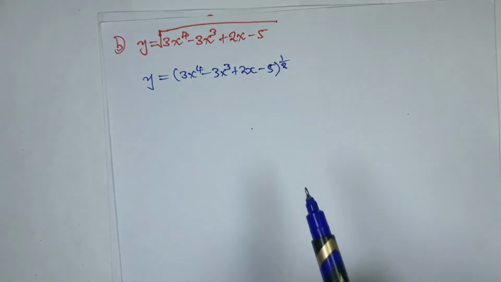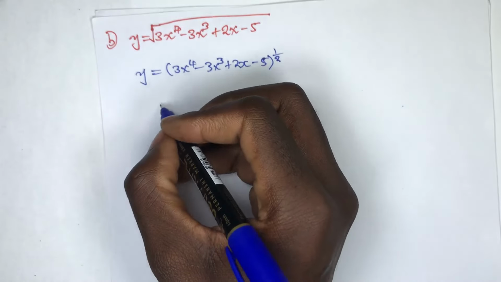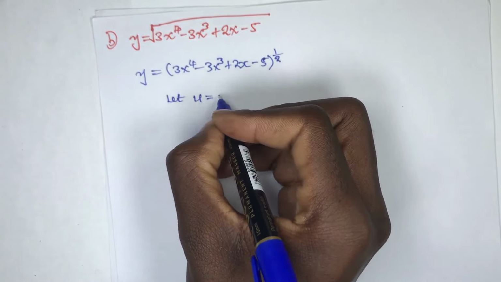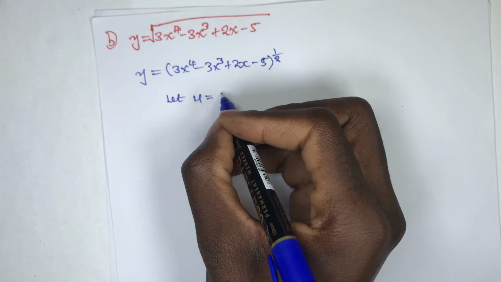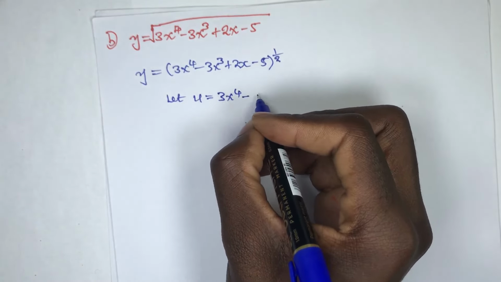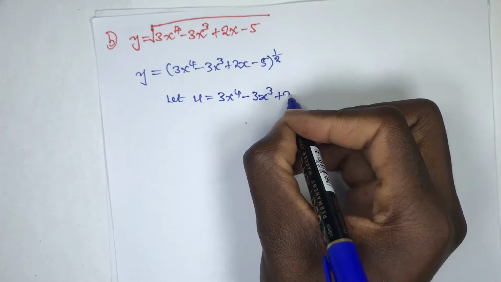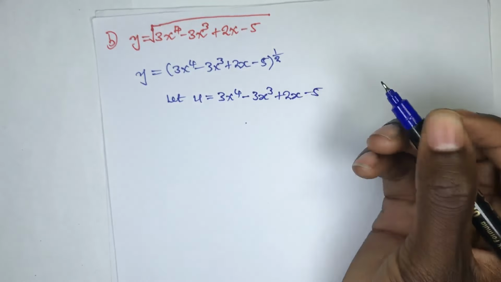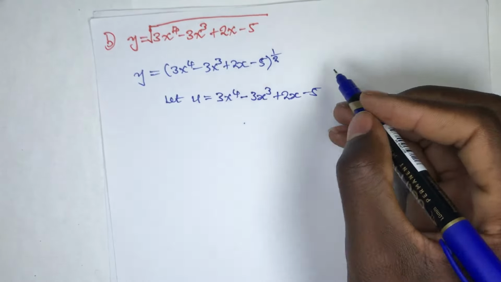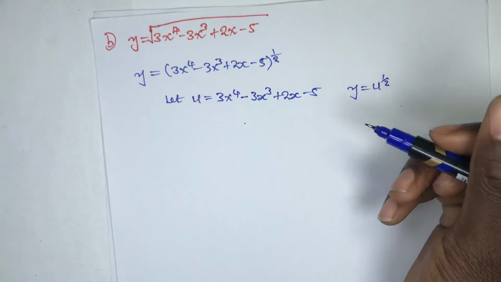So now since we have a function that's inside the function, we're going to say let u be equal to this function that's inside. We have 3x to the power 4 minus 3x to the power 3 plus 2x minus 5, like this. So then if this is our u, this function now becomes y is equal to u to the power half, like this.